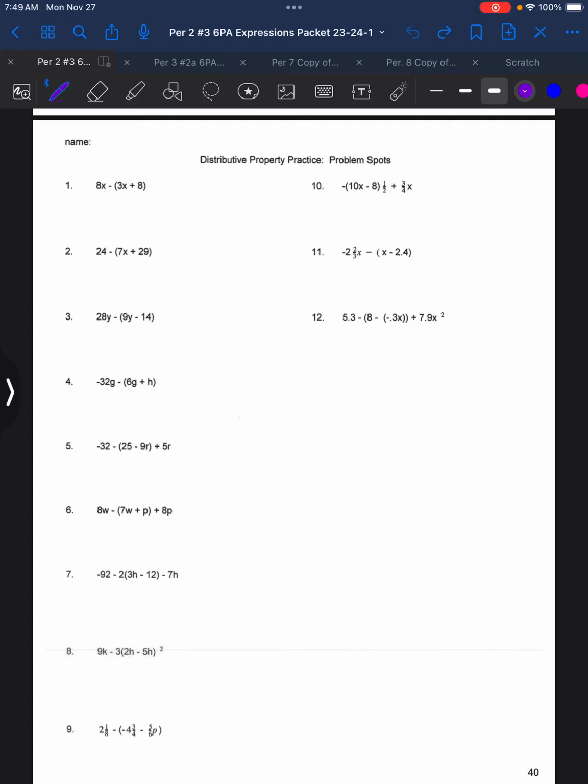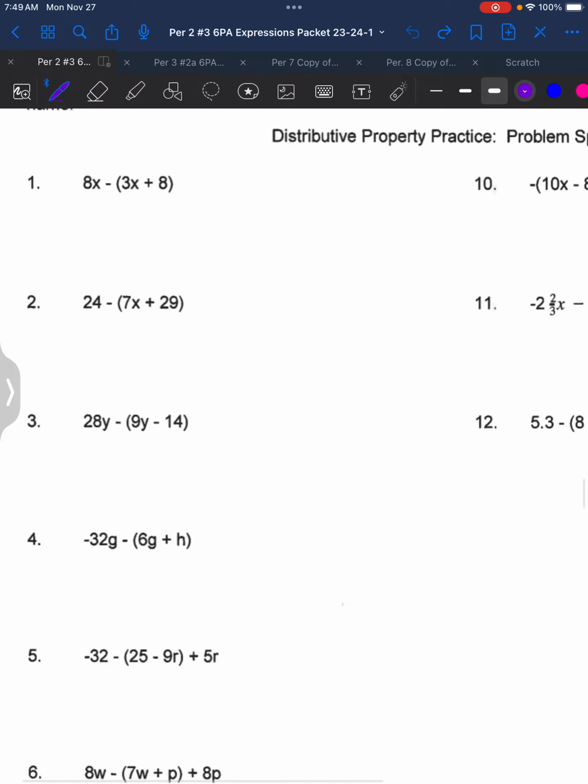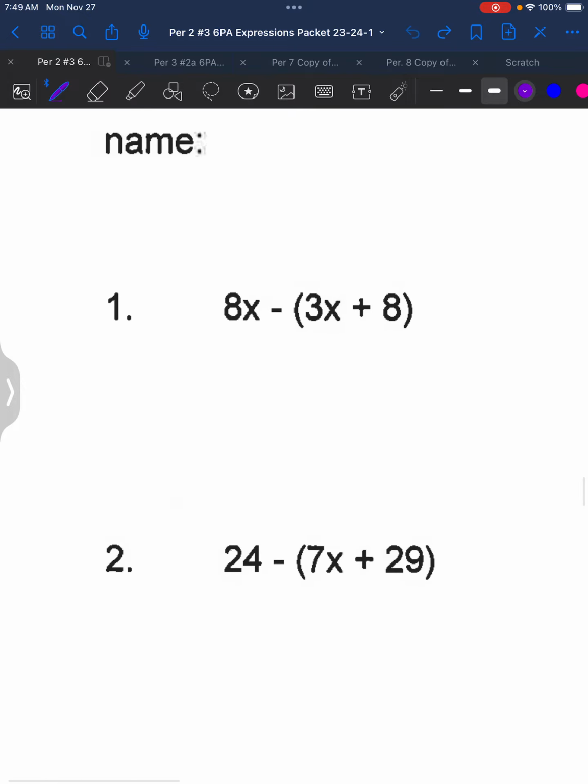Hey everybody, so we are going to be looking at some distributive property problems. You can see the worksheet is called Practice with Problem Spots. That just means that there's problems on this page that a lot of students make common mistakes on, so that's what we're going to be looking at. Let's look at problem 1. Think about what a common mistake might be on this problem.